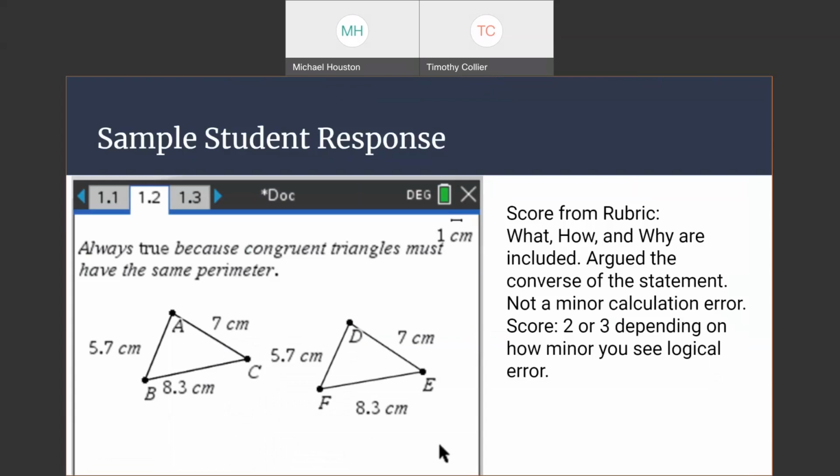Here we have some sample student responses. We would like to think about how we scored these using the rubric, just to give you a sense of how that might work. So the question was, two triangles with the same perimeter are congruent to each other. And this was a great response because this student, who obviously got the answer wrong, said because congruent triangles must have the same perimeter. Well, that's true. Congruent triangles must have the same perimeter. But they didn't look at it from the point of triangles with the same perimeter must be congruent. So this gave us an opportunity to go back to logic and conditional statements and the converse.